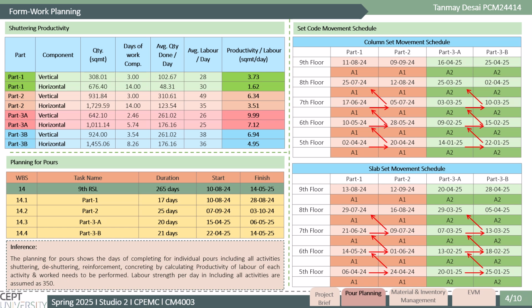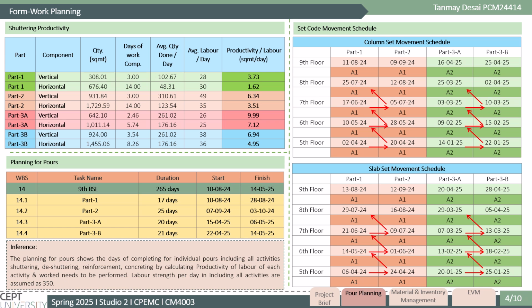On the left, we see shuttering productivity for vertical and horizontal components across all four pours. The productivity per labor varies by component, with the highest productivity seen in vertical shuttering for pour 3A at 9.99 square meter per day per labor. The planning for pours shows the ideal planning of four pours on the ninth floor, since the rest of the floors don't have all pours left to plan.